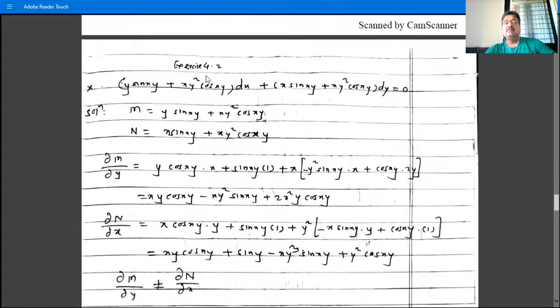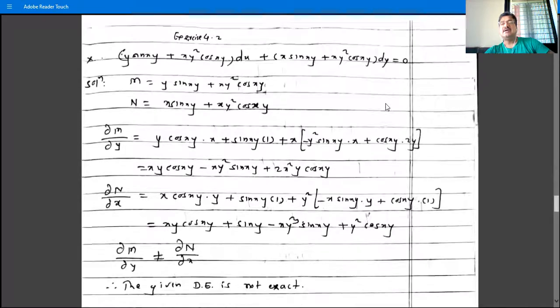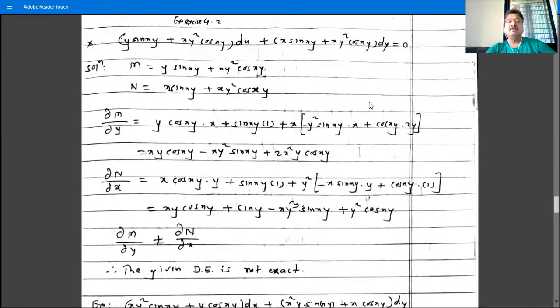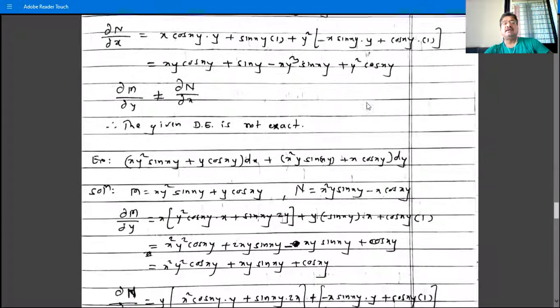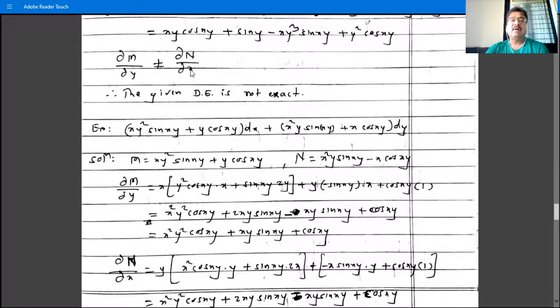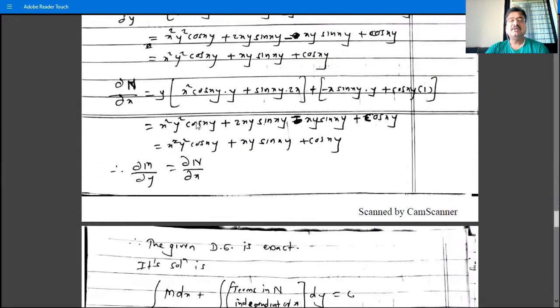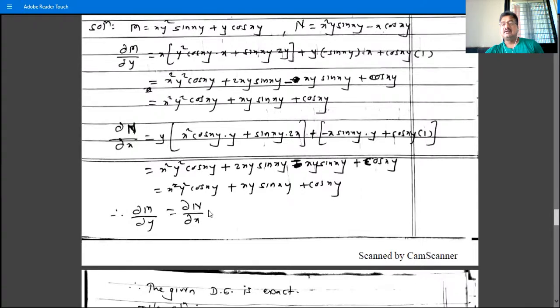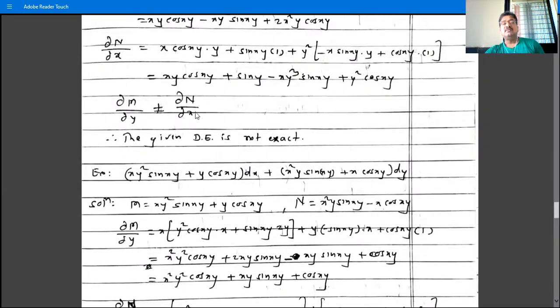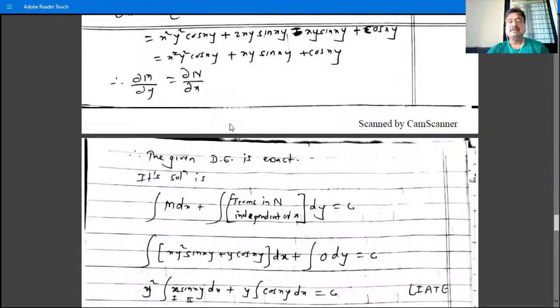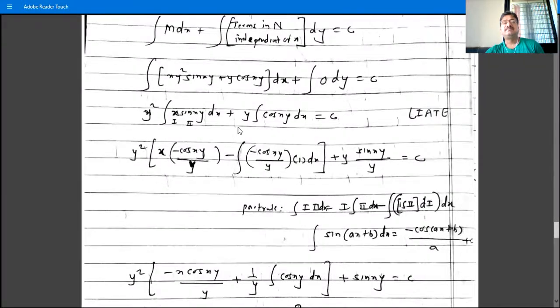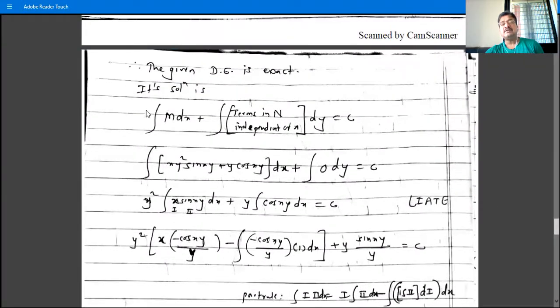So if you are given the problem in this form, M dx plus N dy, in order to determine whether the given differential equation is exact or not, just write M and N, then find ∂M/∂y and ∂N/∂x. If these two are the same, then we say the given differential equation is exact. And if these two are not the same, then we say that the given differential equation is not exact. And if the given differential equation is exact, then how can we find its solution?